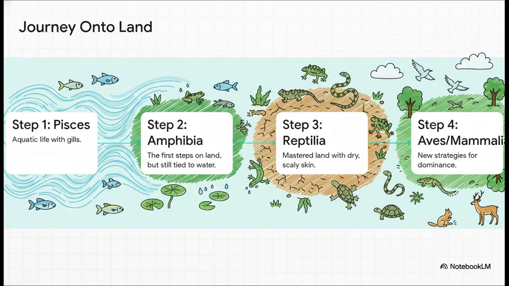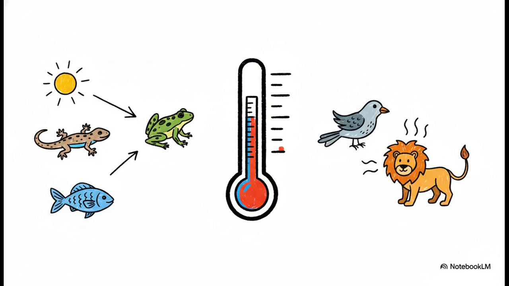And then from those reptiles, 2 groups, birds and mammals, evolved brand new strategies to dominate pretty much every environment on the planet. And a huge split in that journey was about how to manage energy. Fish, amphibians, and reptiles are what we call cold-blooded. Their body temperature just matches whatever their surroundings are. But birds and mammals developed a massive advantage. They became warm-blooded. They could create their own heat and maintain a constant internal temperature, which lets them be active in pretty much any climate, day or night.